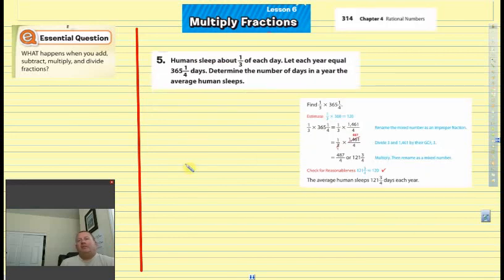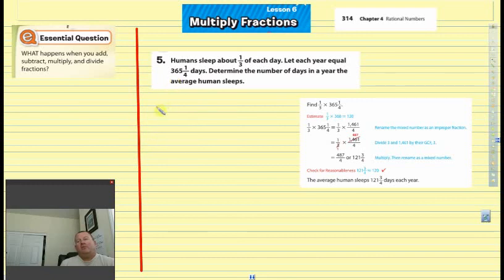Word problem. Seems like the word problems always end up at the end. Humans sleep about 1/3 of each day. Let each year equal 365 quarter days. Determine the number of days in a year the average human sleeps.